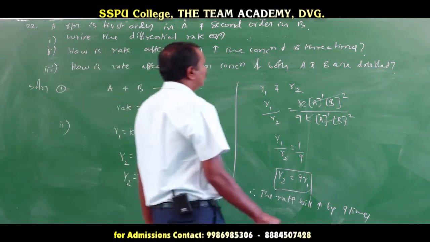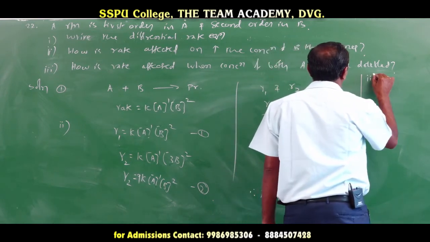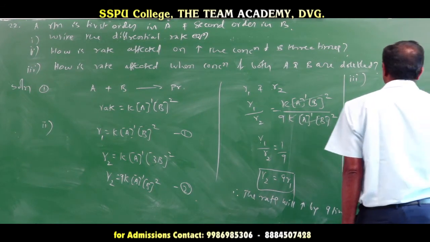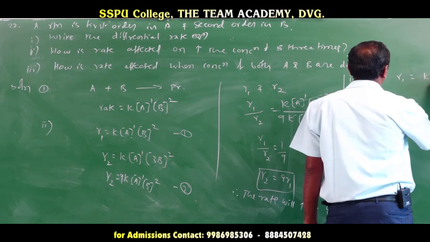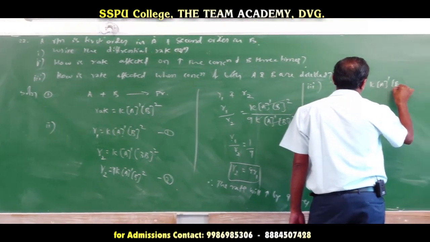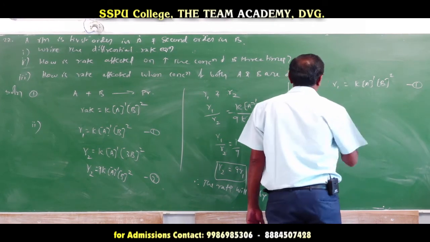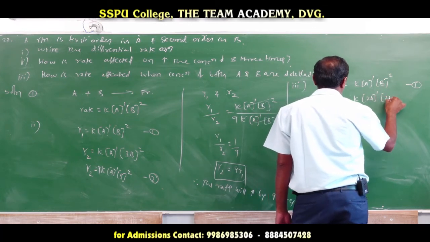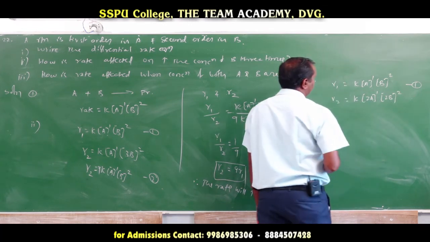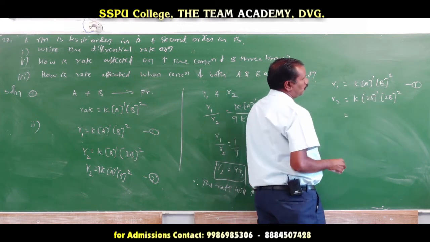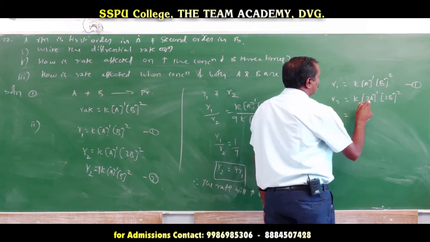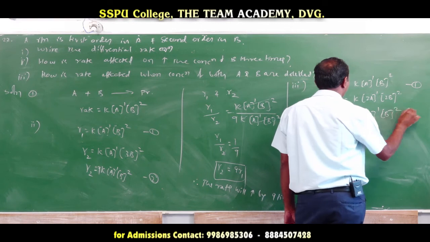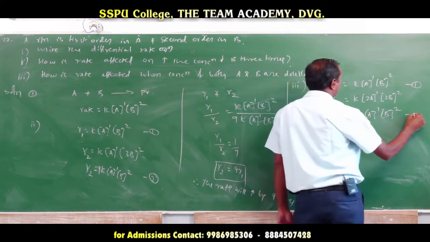Then the third question. What is the rate affected when concentration of both A and B are doubled? Rate 1 is equals to k into A to the power 1, B to the power 2. This is 1. R2 is equals to k into, if concentration of A is doubled and also B is doubled, 2 to the power 1 means 2. 2 to the power of 2 means 4. 2 into 4 is 8. 8 into k into A to the power 1, B to the power of 2. This is 2.